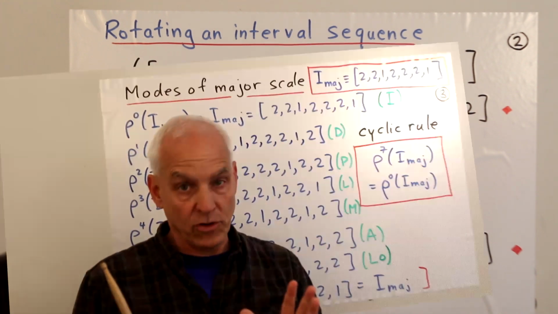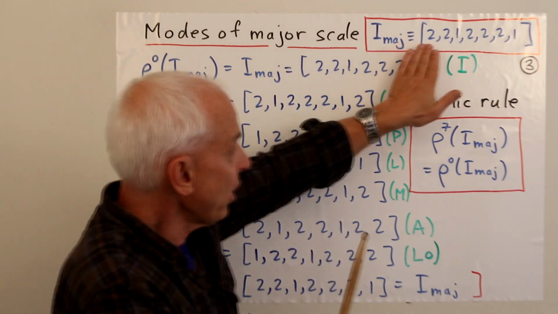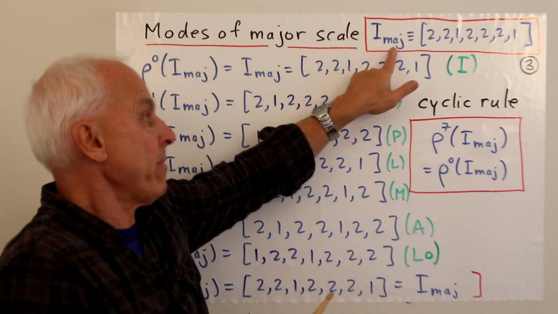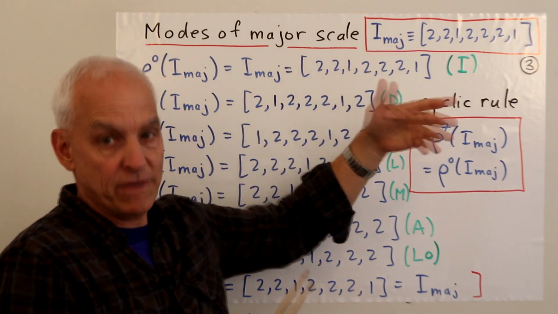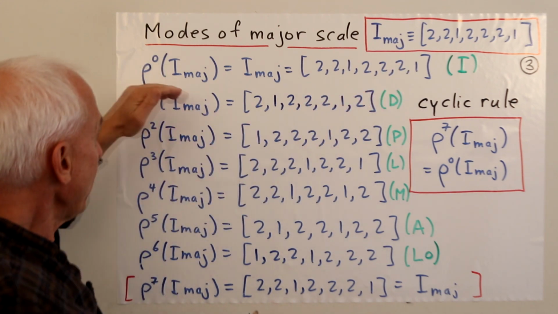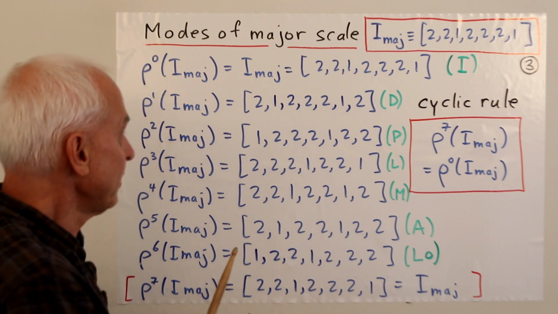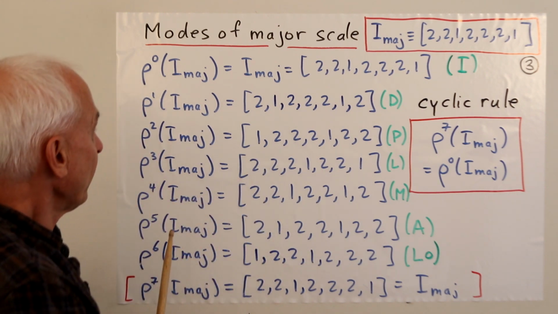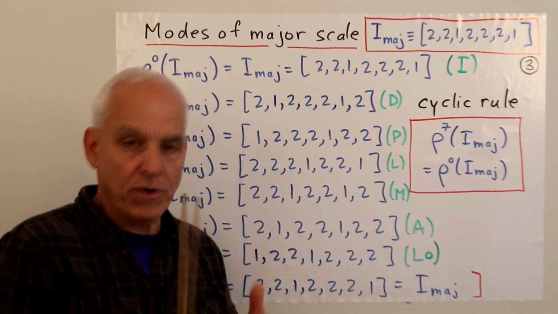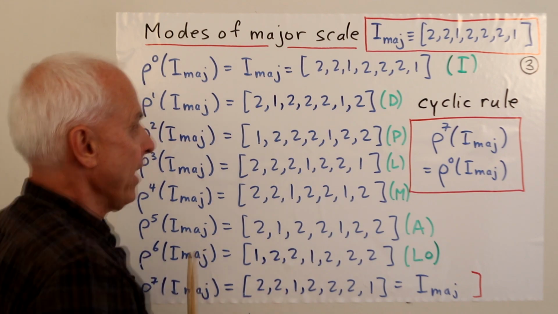Okay, so here's a quick review of what we already looked at in the context of modes of the major scale. If we start with our major scale interval sequence, let's call it I sub major, M-A-J for major, then we can perform the rotation row and various powers of it. So we get other interval sequences. The 0th power is when we apply row not at all. Then we just get the original sequence back again.